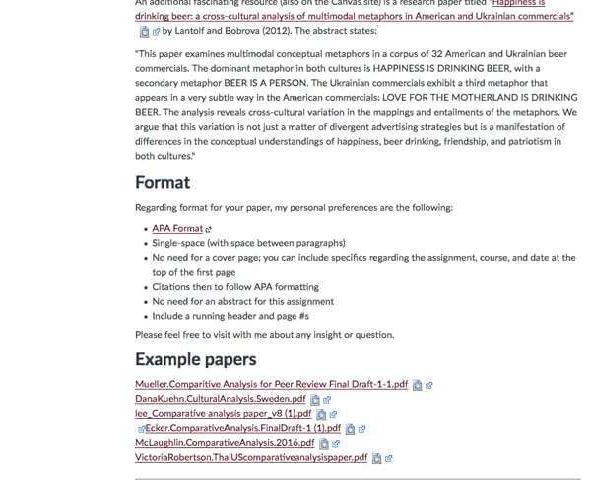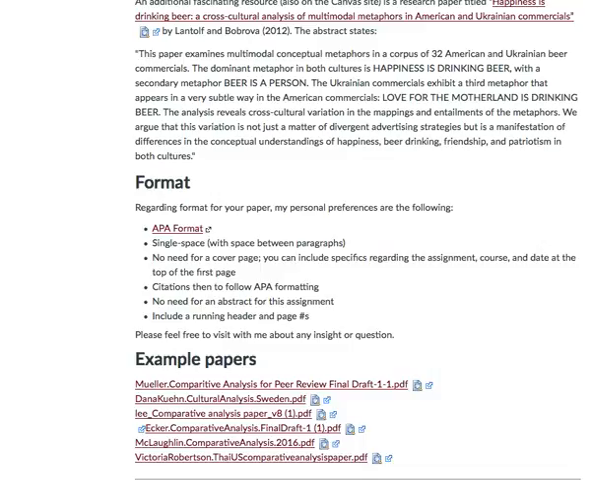Oftentimes students ask, okay, what format do you prefer? If you have a particular style that you adhere to for your particular discipline, feel free to use that, and indicate which one you're using. Are you using Chicago or MLA and so on? But my personal preference is the APA format, and you have a link to it there if it is possibly new to you. Please single space with space between paragraphs, and that's my strong preference.